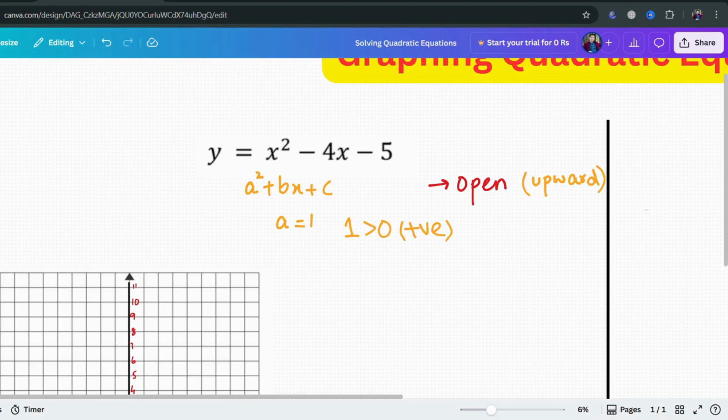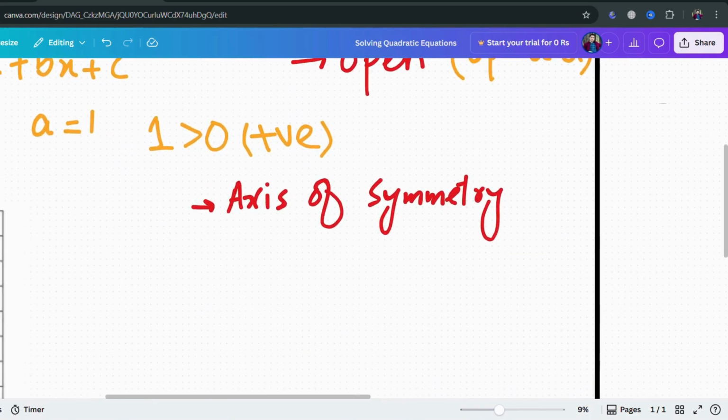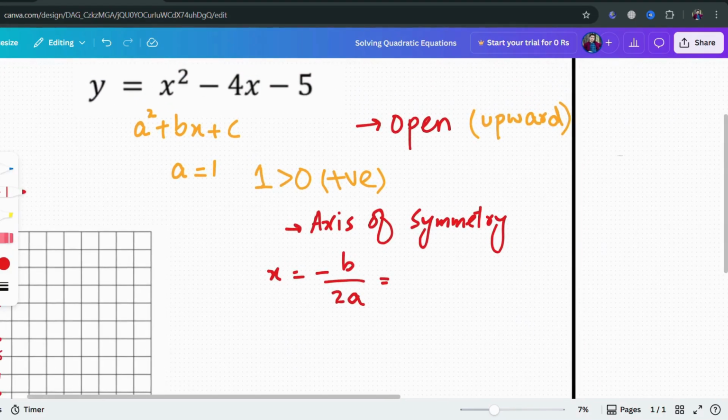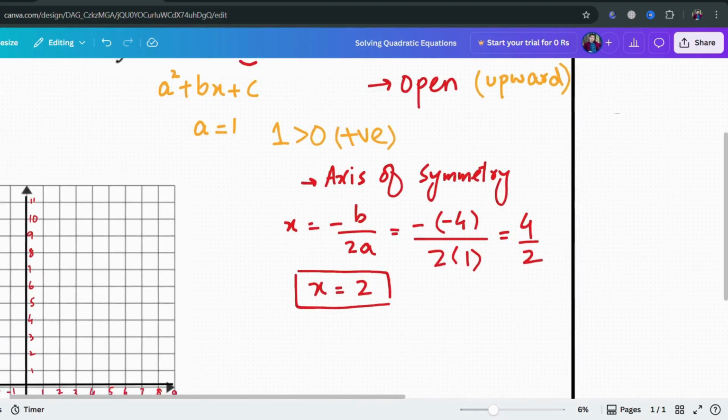Now we will be moving towards the axis of symmetry. That is always equivalent to x equals minus b over 2a. So what is the value of minus b if you compare in this equation? b is equivalent to negative 4, right? So we will put minus of minus 4 over 2 times a, and a is equivalent to 1. By this way I get positive 4 over 2. So x is equivalent to 2. That is the axis of symmetry that we have got. So this is the second thing that we did.